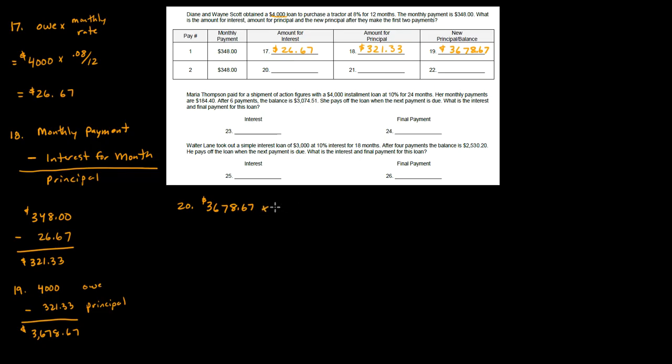I'm going to multiply that times my monthly rate of 0.08 divided by 12, and the amount that I pay in interest for that month is $24.52. So then in 21, I look at how much of my monthly payment went toward principal if $24.52 went toward interest. So I go $348 and subtract my $24.52. The difference there is the amount that went toward principal. And in this payment, it is $323.48.